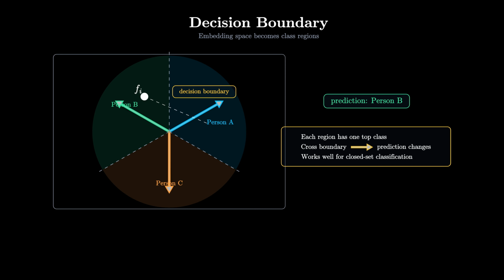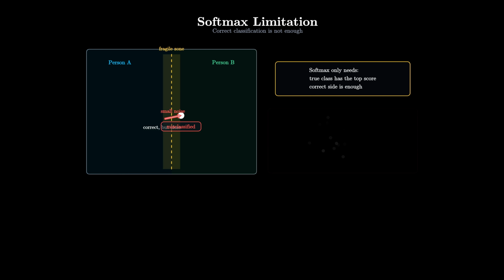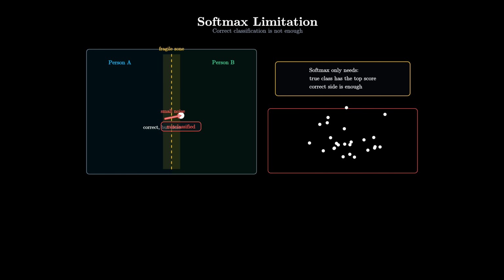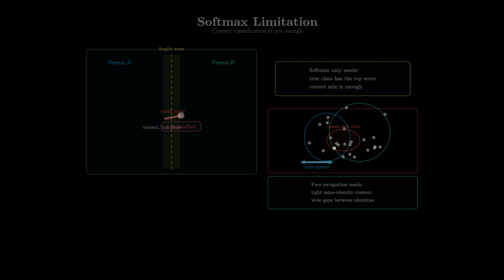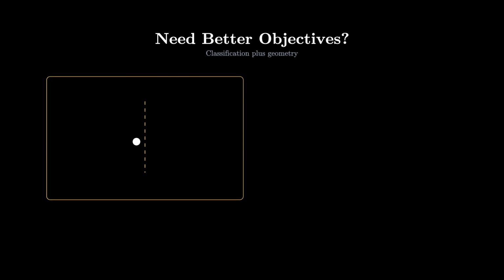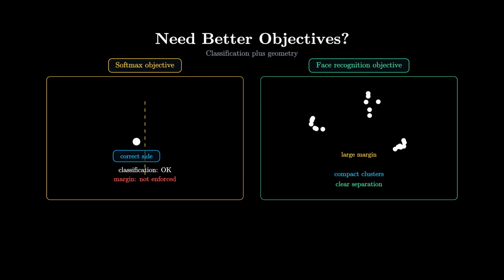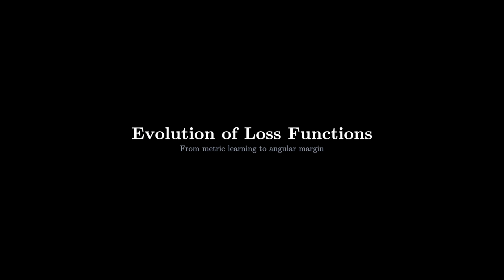It does not directly require embeddings of the same identity to be compact, and it does not force different identities to be separated by a large enough margin. An embedding can still be classified correctly even when it is very close to a decision boundary. But in real-world conditions, a small change in lighting, pose, or image quality can push that embedding into another identity region. That is why face recognition needs a stronger objective, not only to classify correctly, but also to control the geometry of the embedding space.